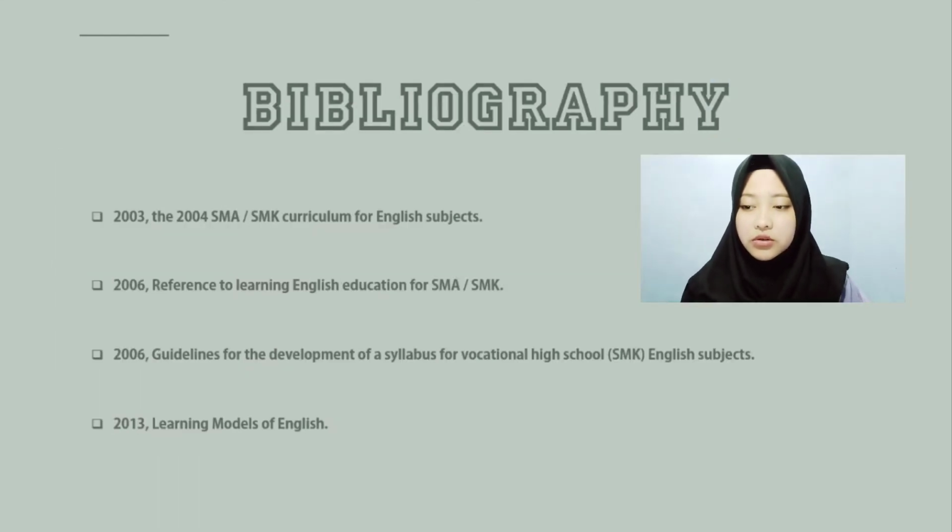Bibliography. 2003, the 2004 Senior High School Curriculum for English Subject. 2006, References to Learning English Education for Senior High School. 2006, Guidelines for the Development of a Syllabus for Vocational High School English Subject. 2013, Learning Models of English.